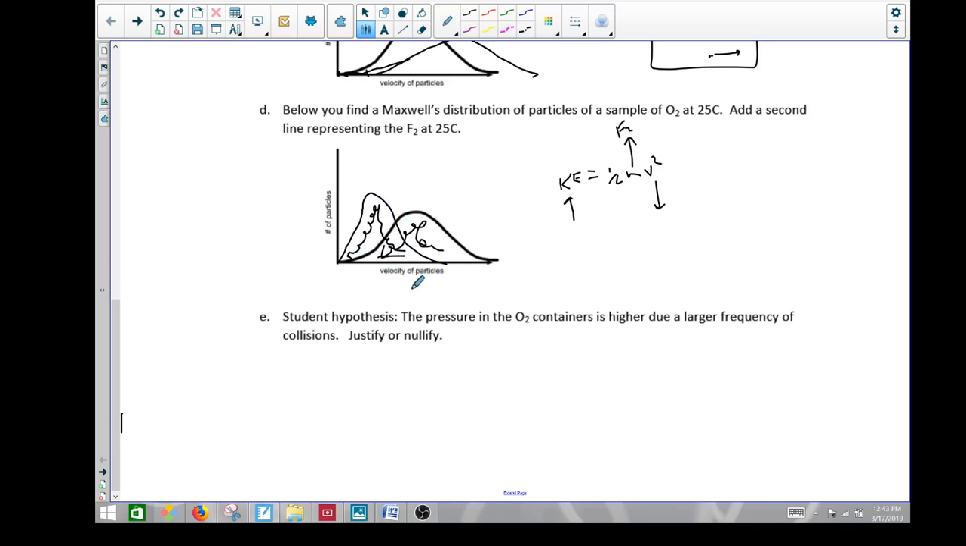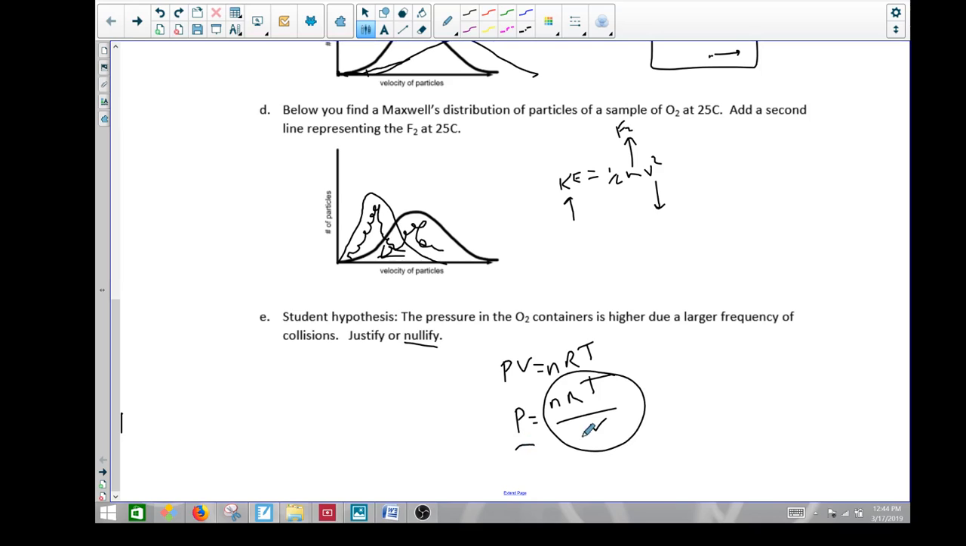I've seen this in multiple choice questions. Student hypothesis: the pressure in the O2 container is higher because of the larger frequency of collisions. Justify or nullify. Okay, I'm going to nullify that. A couple of ways you could do that. PV equals nRT, and I'm solving for P. P equals nRT over V. All of these factors are identical for each container. Therefore, the pressure should be the same for each container.